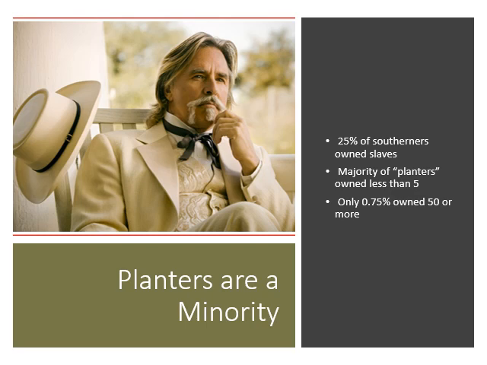Planters are actually a minority in the South. Only 25% of Southerners own slaves, so 1 in 4. A majority of planters own less than 5 slaves, so you don't have these massive plantations. There were massive plantations, obviously, but only 0.75% owned 50 or more slaves. So less than 1% of slave owners owned 50 or more slaves, owned these massive plantations.